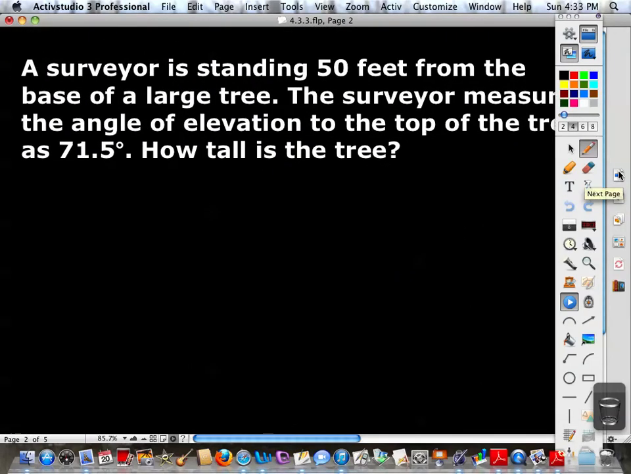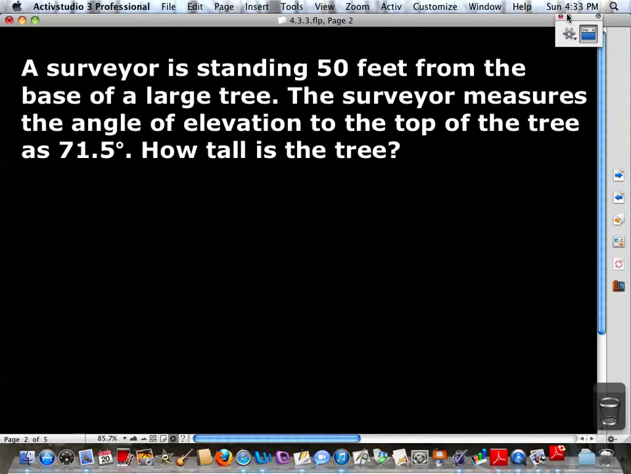So we have a surveyor standing 50 feet from the base of a large tree. Okay? So how can we represent that in terms of a right triangle? Well, so here's the ground. Okay? Here's our large tree, and the surveyor is 50 feet from the base. Okay? So we're going to put our surveyor out here, and here's our 50 feet.